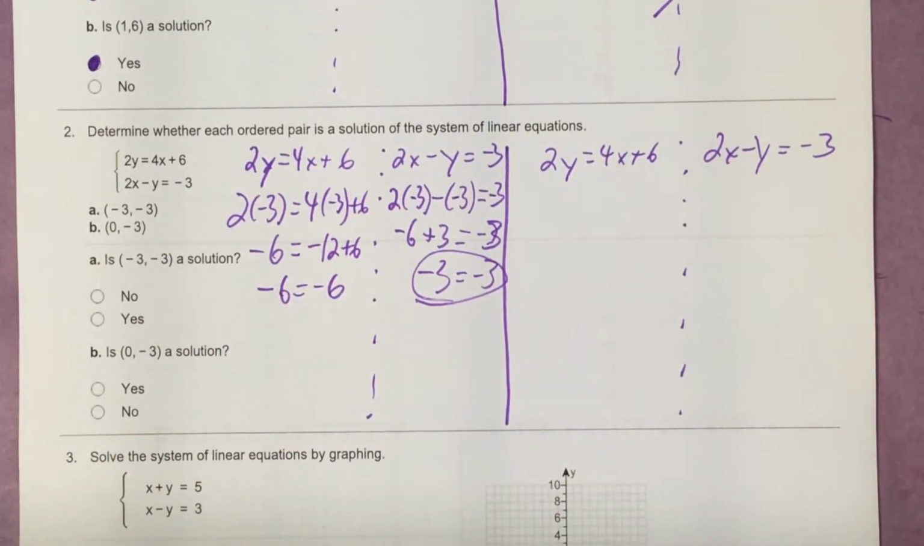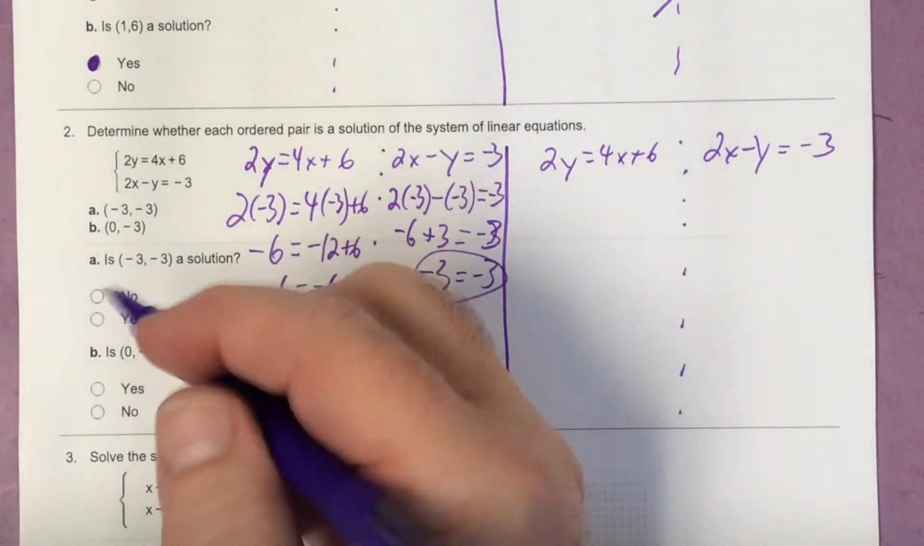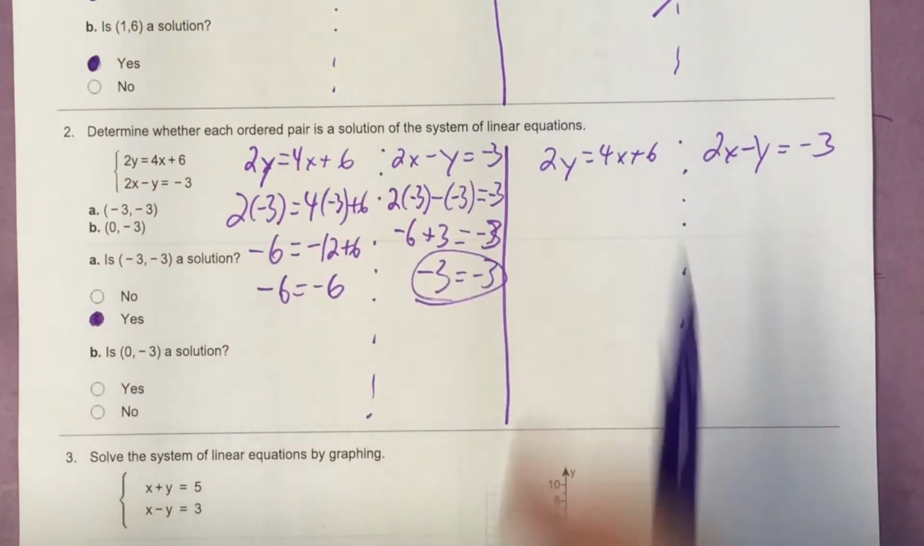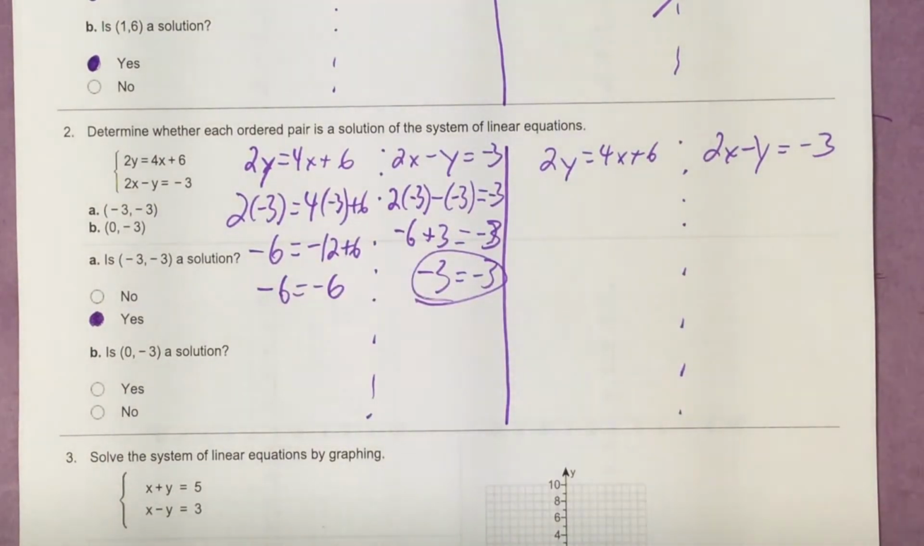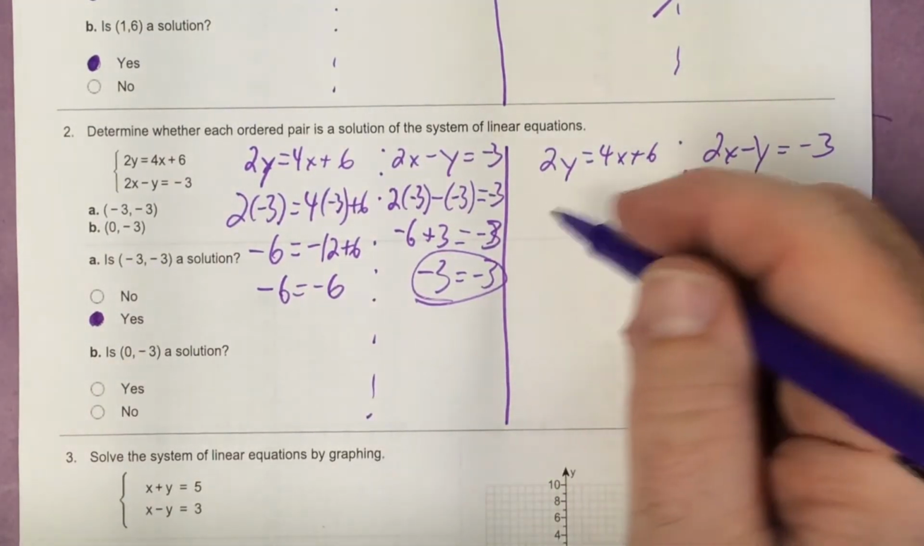Chance the other one may not be, unless for some reason these other two lines are just rewritten, but they're the same kind of line. But it seems like, yes, the point -3, -3 is going to be not only a solution, but more than likely the solution. Let's go ahead and try the point 0, -3.